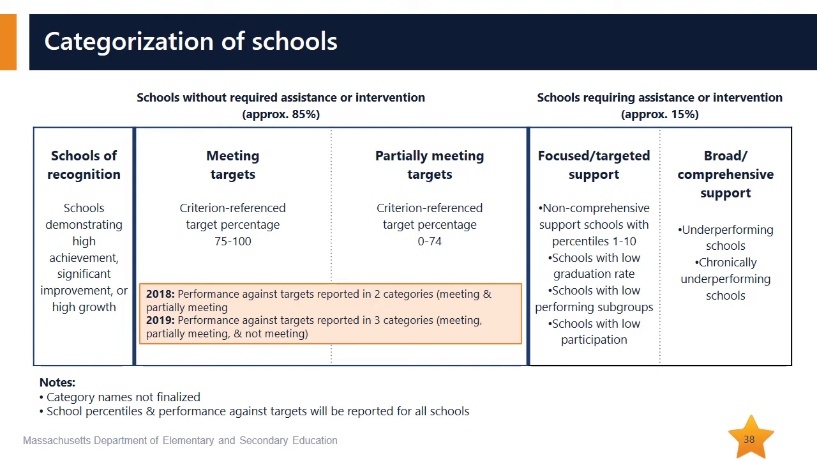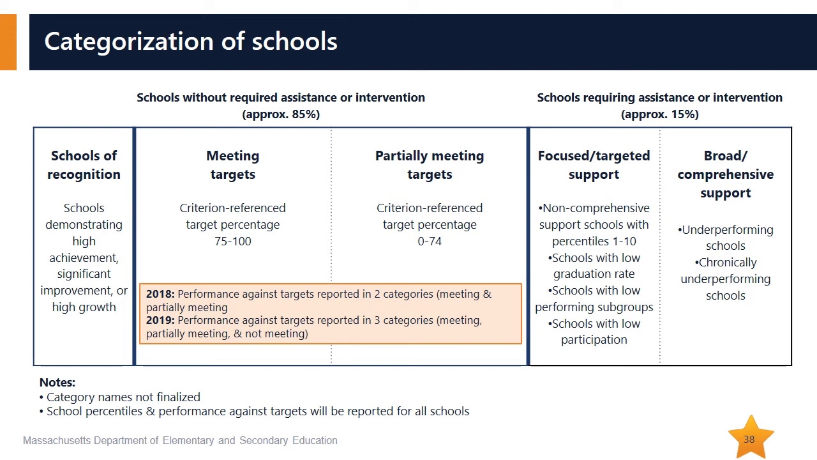These are schools that are identified as either underperforming or chronically underperforming in accordance with state law. This designation is made at the discretion of the Commissioner of Elementary and Secondary Education. It is not the automatic result of a mathematical exercise. The other designation is that of needing focused or targeted support.